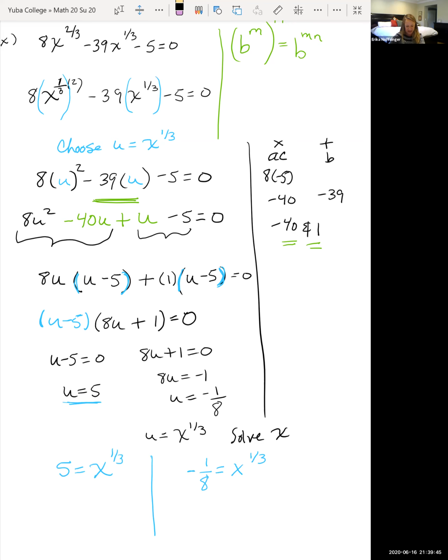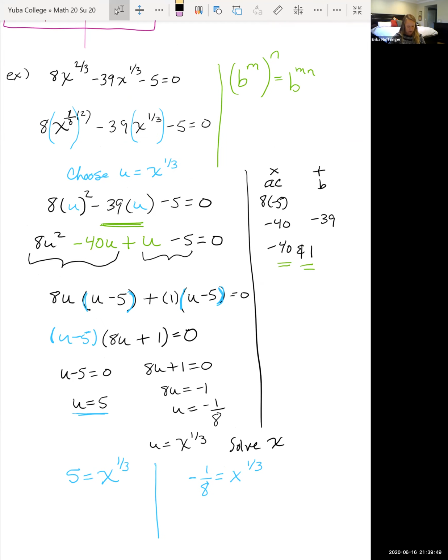So here's an example again where knowing that rule, power to power is multiplication. We don't want that 1/3 power. We want it to the first power. And so we can cube both sides of our equation to make that x raised to the first power. You could have also thought of x to the 1/3 power as the same thing as the cube root of x. And so to get rid of the radical, you would have to cube both sides.